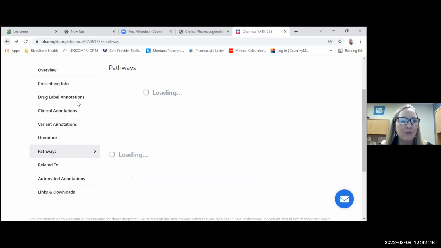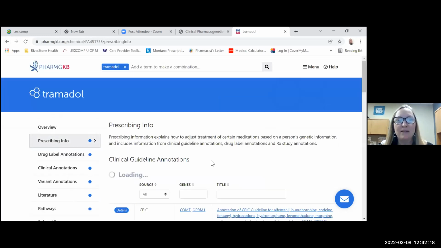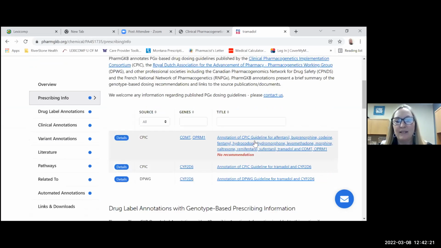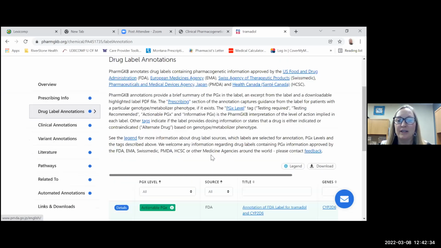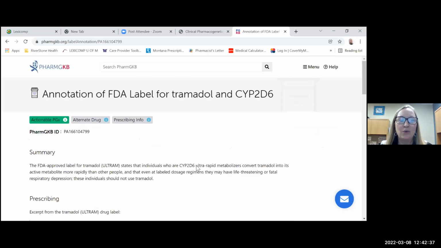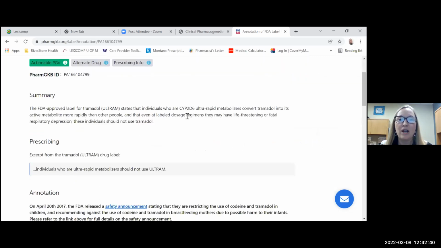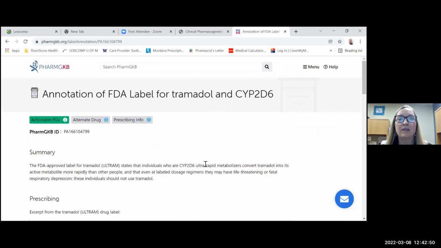But here it will have any prescribing information. So here we see the CPIC guideline right there for the receptors and the CPIC guideline for CYP2D6. And if you pick the hyperlink, it'll take you right to the guideline and tell you how to dose the medication. This is if there's any FDA labeling, which there actually is for tramadol. So in patients who are ultra rapid metabolizers, the FDA labeling recommends avoiding tramadol due to the risk of adverse, life-threatening, or even fatal events. So the FDA labeling is also included in PharmGKB.